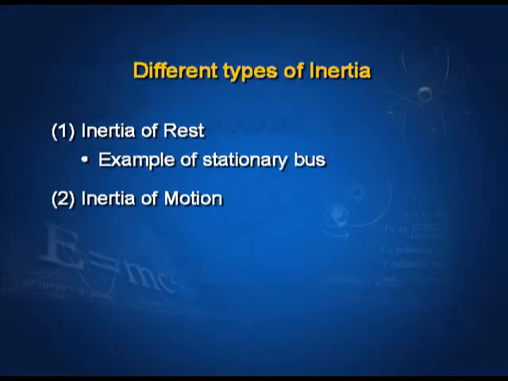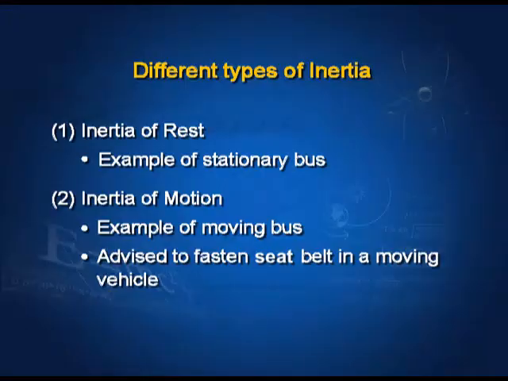Second type of inertia, that is inertia of motion. It says that if an object is in the state of motion, then it tries to remain in motion. Let's have a look at an example. Let's say you are standing in a moving bus. So your body is moving with the bus. Suddenly, if the driver applies brakes, then your lower body, which was in contact with the bus, slows down, but the upper body, which was in motion, continues to be in motion. As a result, you may fall in the forward direction. This is the reason that you are advised to fasten the seat belt in a moving vehicle.